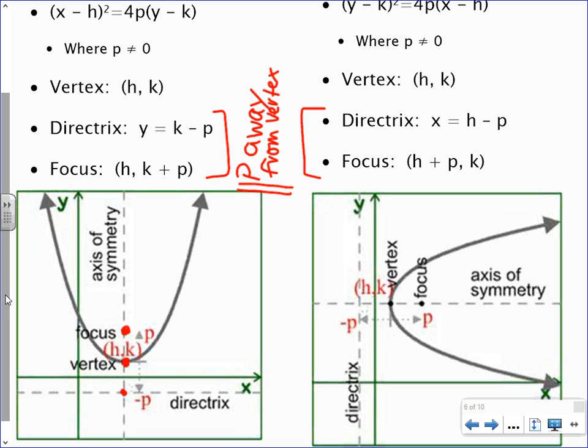So now we have parabolas opening left and right. Okay? Eventually we'll even graph parabolas opening at an angle. Okay? But not for a while. We're pretty good at determining whether a parabola opens up or down. Let's talk about how we identify if a parabola is opening left or right.